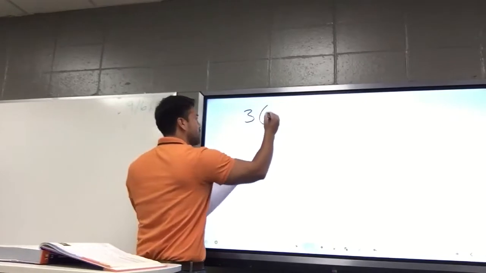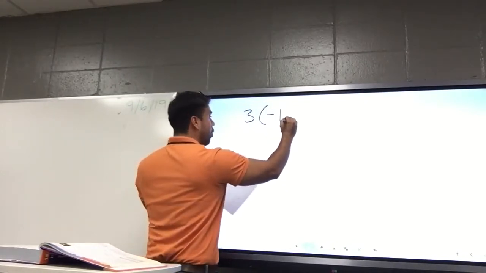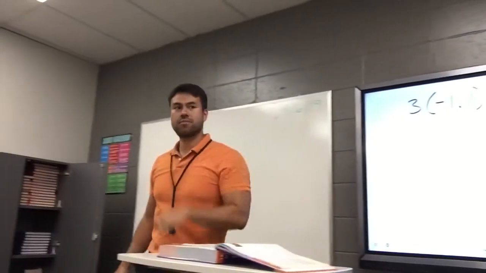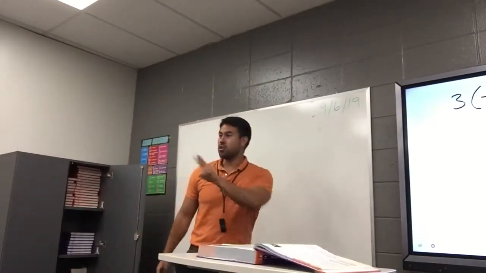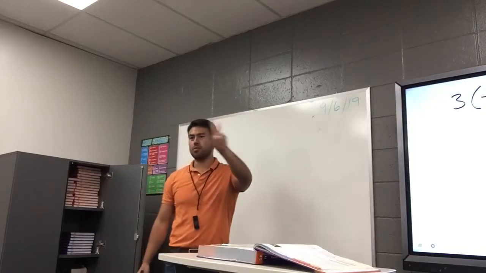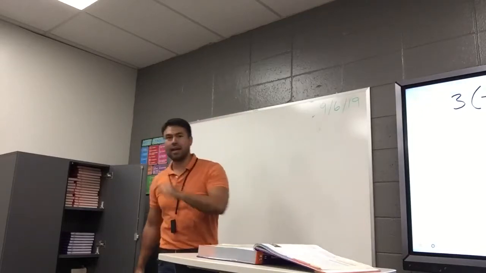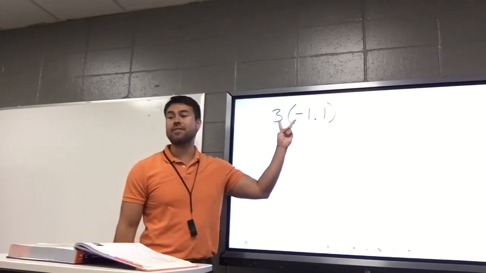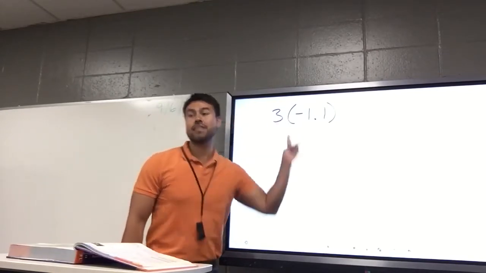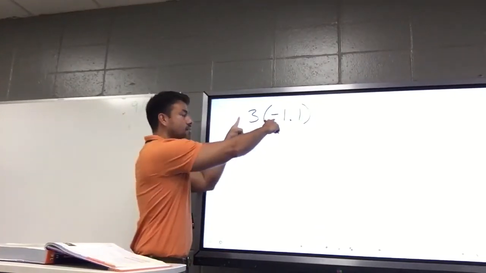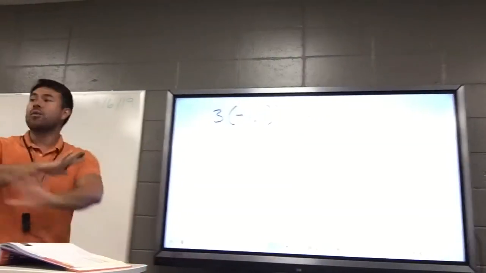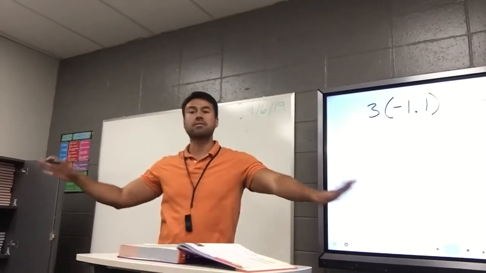We're going to multiply 3 by negative 1.1. Are there two factors? They're being multiplied. So the rule is if two factors are being multiplied and they have unlike signs, positive, negative, what's the product going to be? Negative.